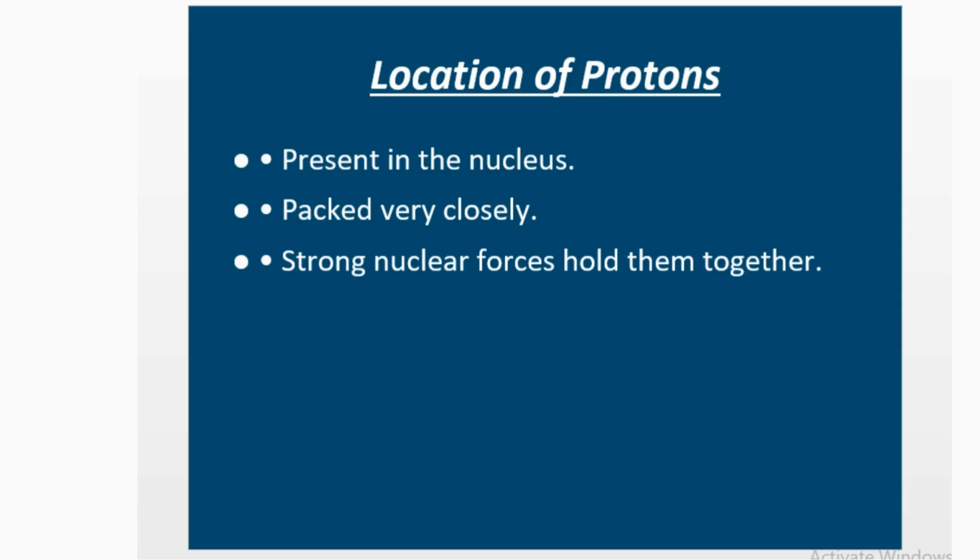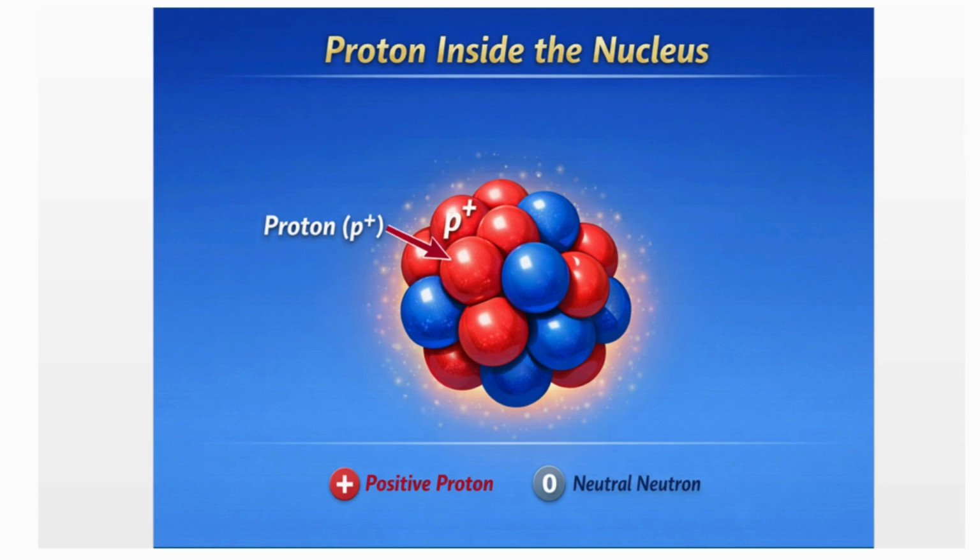What is the location of the proton? Basically, it is present in the nucleus and it is packed very closely, so strong nuclear forces hold the protons together inside the nucleus. In this picture, the red balls show the positive protons and the blue ones show the negative electrons, while the others are the neutral neutrons.